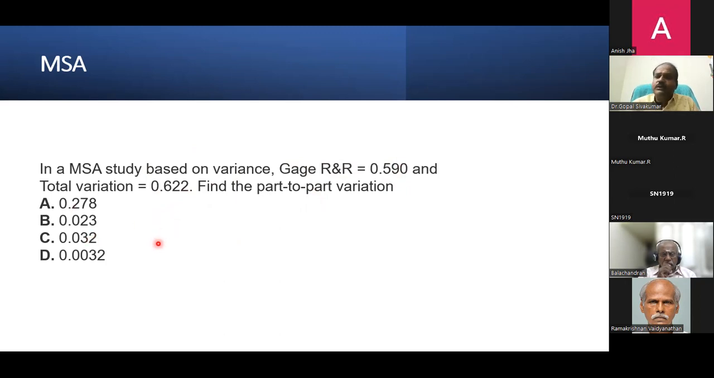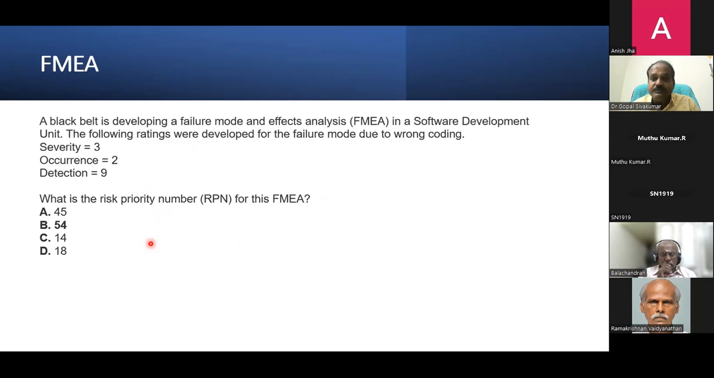Can one of you do it and then let me know the value? 0.032. That's all. Are all of you with me on this question? Yes, sir.